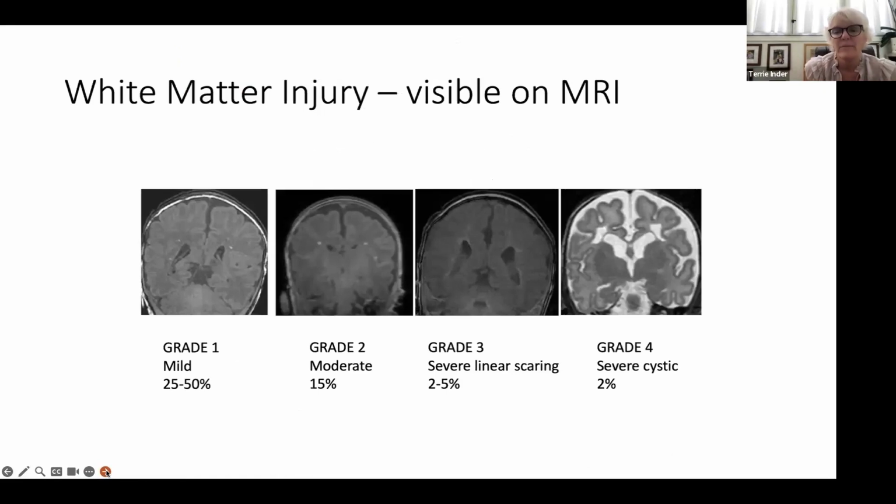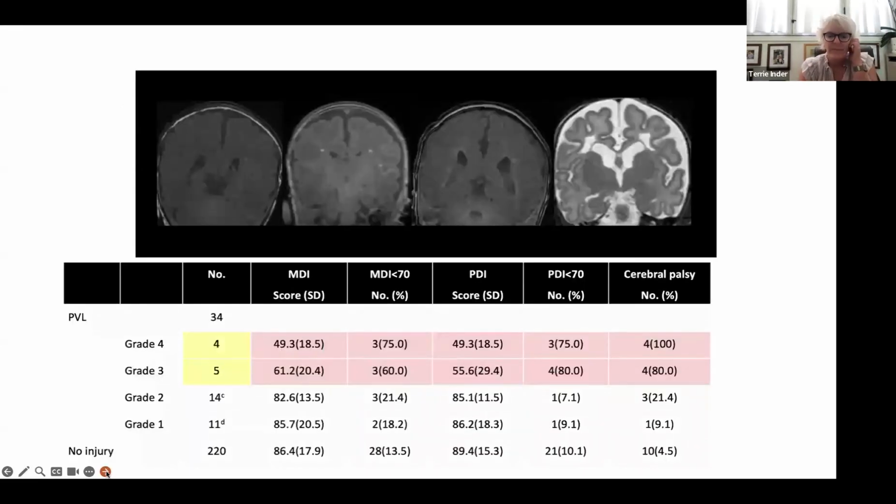Perhaps MRI's greatest visibility really lies, however, with white matter injury. And you can see here the gradings that we utilize in terms of these just focal punctate lesions, or these more significant punctate lesions that often lie in line with the posterior limb internal capsule, linear scarring, or obviously cysts that can be seen if the ultrasounds are done at the right time.